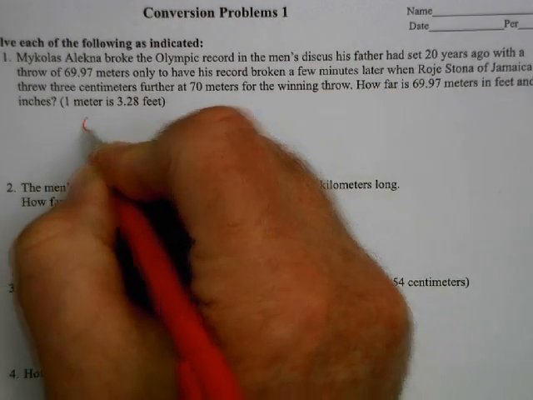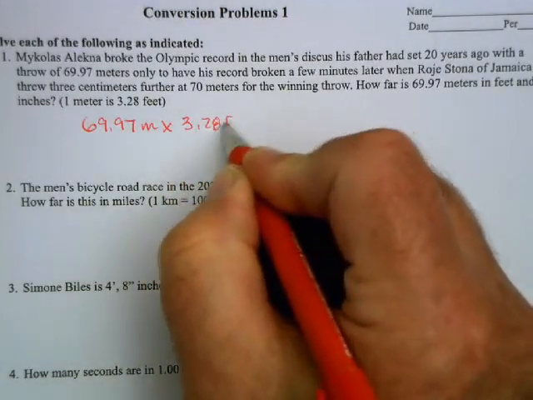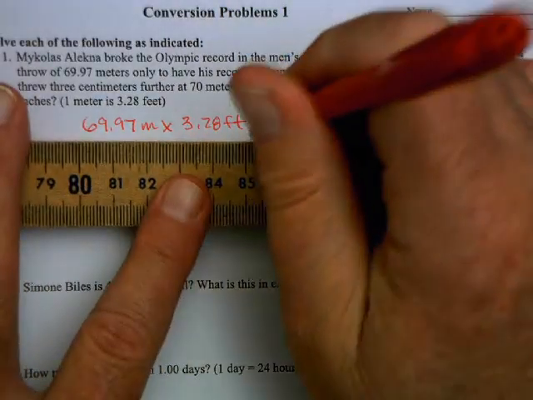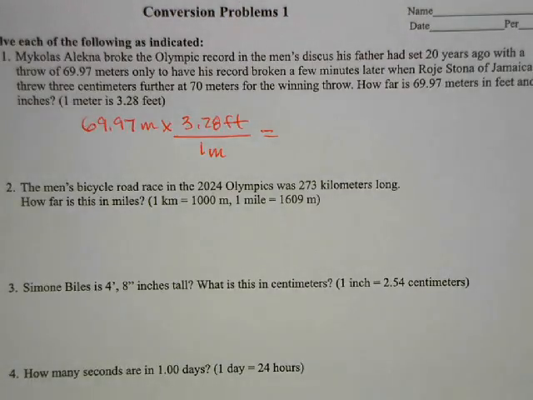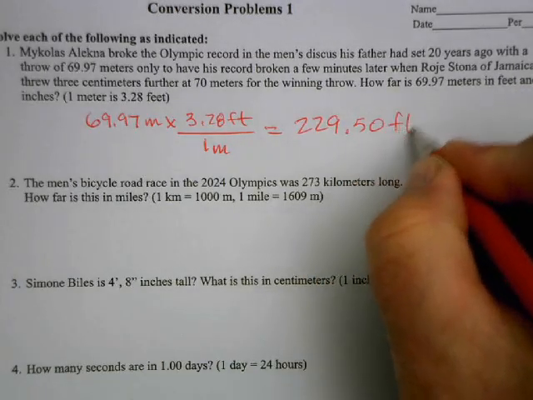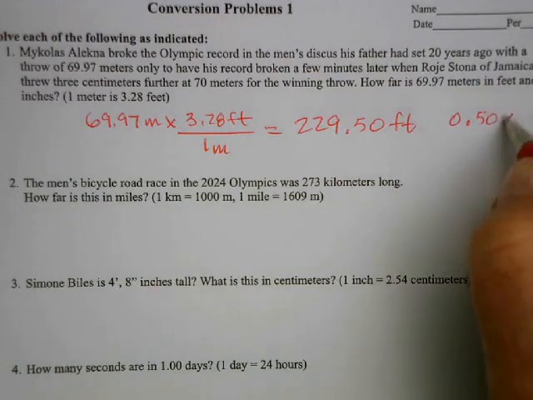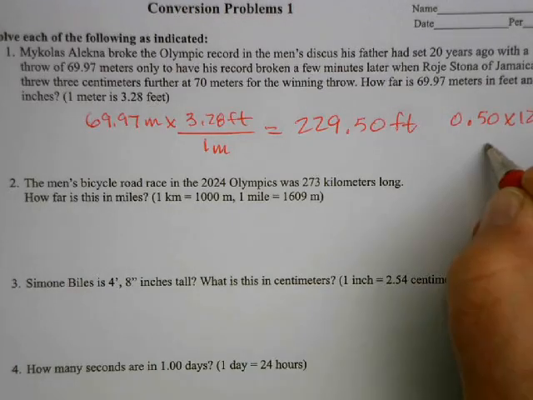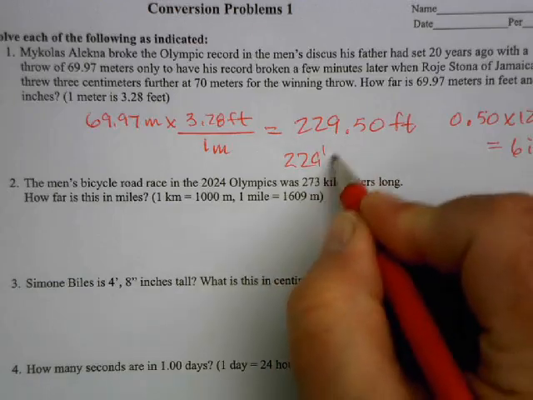So, first off, I can write 69.97 meters times 3.28 feet per 1 meter. Then use my calculator. And this gives me 229.50 feet. Now, I want feet in inches, so I'm going to take the partial foot part, in this case just the 0.50, times 12 inches per foot. That part equals, of course, 6 inches. So basically, he threw 229 feet, 6 inches.